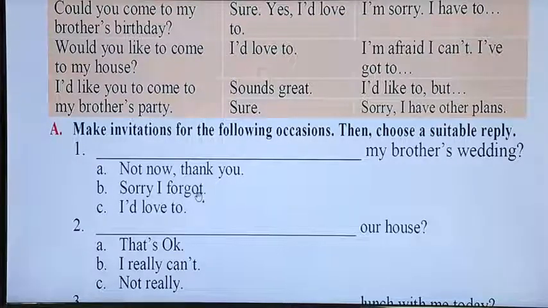That is also wrong. It can't be the answer. How about C? I'd love to. Great, excellent. C is right.